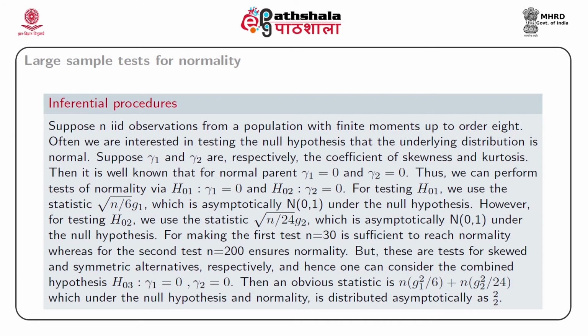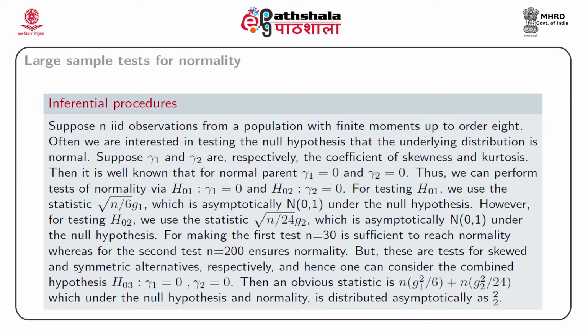Suppose gamma 1 and gamma 2 are respectively the coefficients of skewness and kurtosis, then it is well known that for normal parents gamma 1 equal to 0 and gamma 2 equal to 0. Thus, we can perform a test of normality via the null hypothesis gamma 1 equal to 0 and gamma 2 equal to 0. For testing the first hypothesis, that is gamma 1 equal to 0, we use the statistic square root of n by 6 multiplied by G1, which is asymptotically standard normal under the null hypothesis. However, for testing the second null hypothesis, that is gamma 2 equal to 0, we use the statistic square root of n by 24 multiplied by G2, which again is asymptotically standard normal under the null hypothesis.